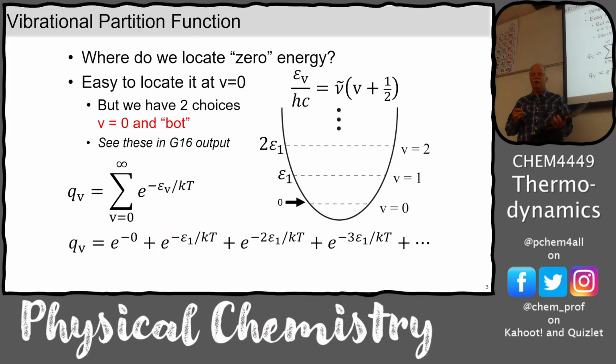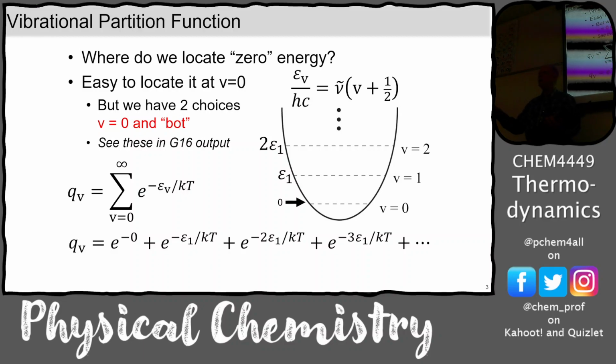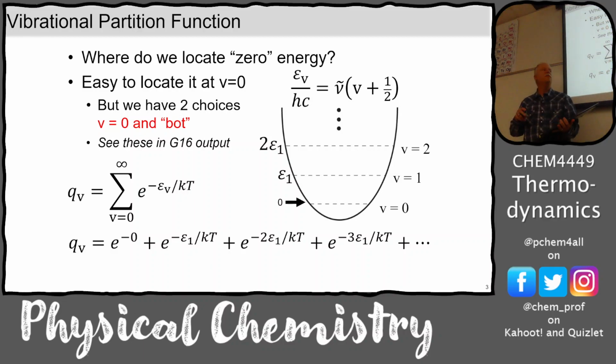Occasionally, when you're doing chemical reactions and calculating with Gaussian, you want to calculate the zero-point energy, the difference between this bottom point and the first energy level, in order to calculate the total energy of the reactants and subtract the total energy of the products. It makes sense to set the zero energy at the bottom of this harmonic potential. So we have two choices: V equals 0, and BOT for bottom. We'll see those in the output of the Gaussian file.